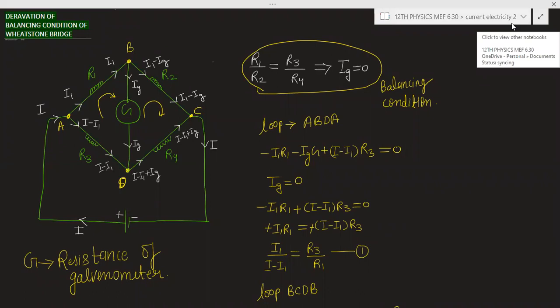Matthew? Yes, sir. Hello. Which chapter is going on in your school? AC current, sir. Alternating current. Nawal, what about you? Which chapter is going in your school? We are almost done with alternating current. And Nafisa, what about you? Sir, same as Matthew, AC current. Very good. Miss you all.